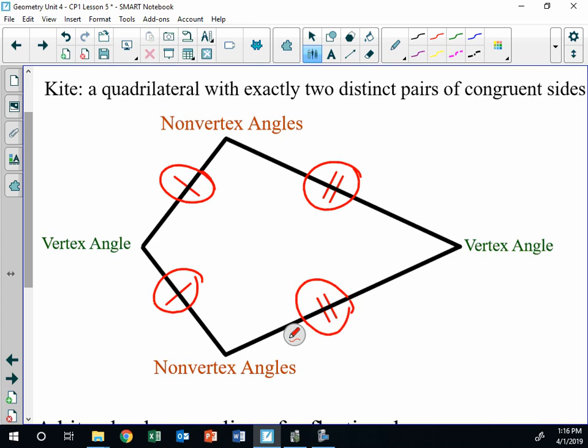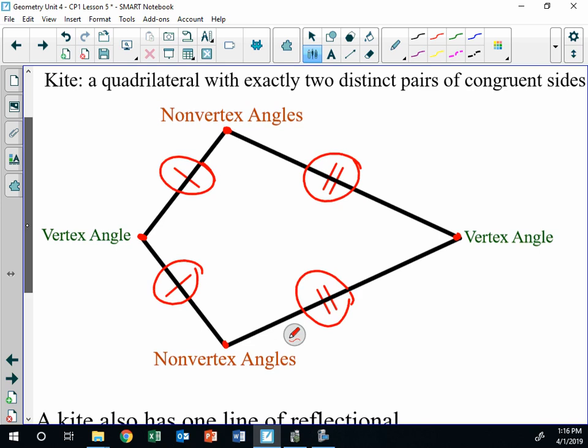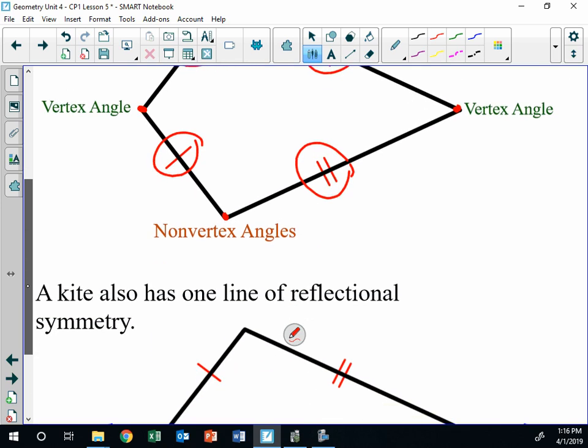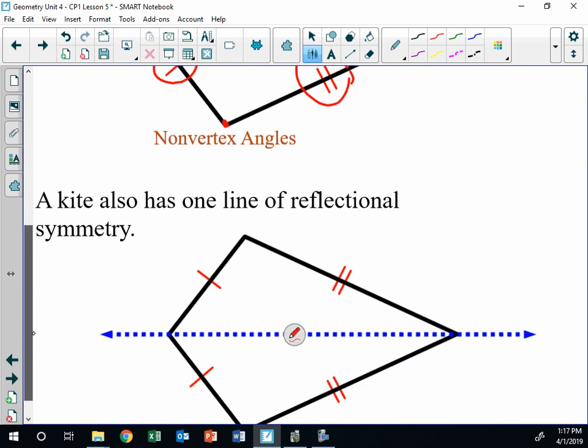Some other terms that we have are our vertex angles, and then we have our non-vertex angles. And we'll see as we work through, the non-vertex angles are actually connected to each other in measurement. The vertex angles are not.